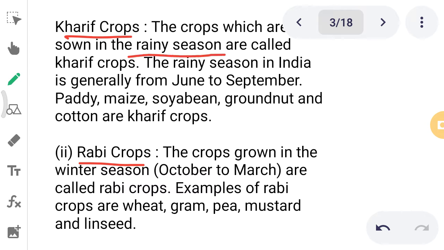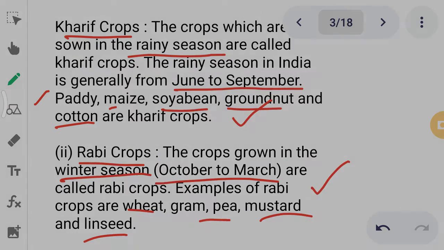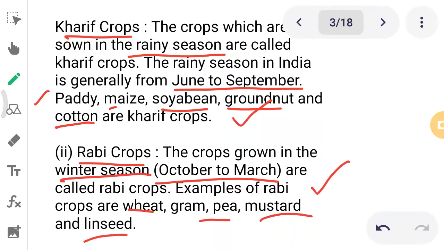Kharif crops are usually sown in the rainy season, and they are generally grown from June to September. Whereas rabi crops are usually grown in the winter season, that is from October to March. Now let us see the examples of kharif crops and rabi crops. Paddy, maize, soybean, groundnut, and cotton are a few examples of kharif crops. Next, gram, wheat, pea, mustard, and linseed are the examples of rabi crops.